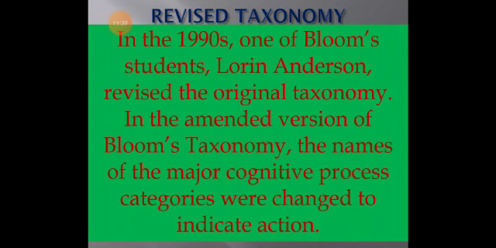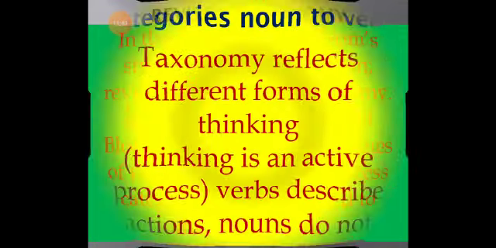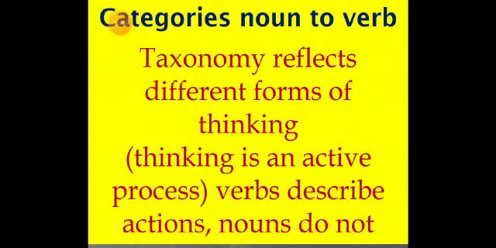In the 1990s, one of Bloom's students, Lorin Anderson, revised the original taxonomy and amended the version of Bloom's taxonomy with the major names. The categories were changed from noun to verb to indicate action. Taxonomy reflects different forms of thinking. Thinking is an active process. Verbs are used to describe actions, nouns do not.